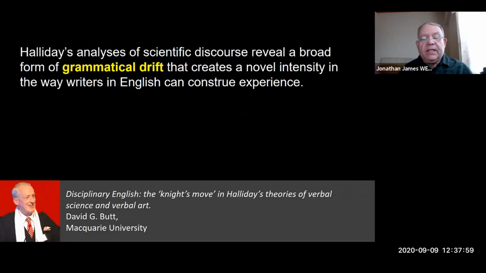Quoting David Butt, Halliday's analyses of scientific discourse reveal a broad form of grammatical drift that creates a novel intensity in the way that writers in English can construe experience. A novel intensity, meaning that's new, it's creative, it's innovative, but it becomes so prominent that it becomes the way we speak. There is this drift.